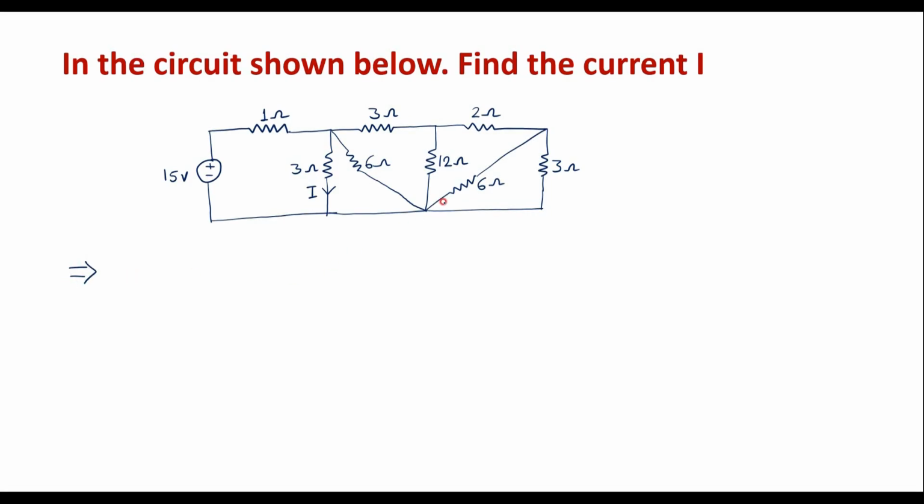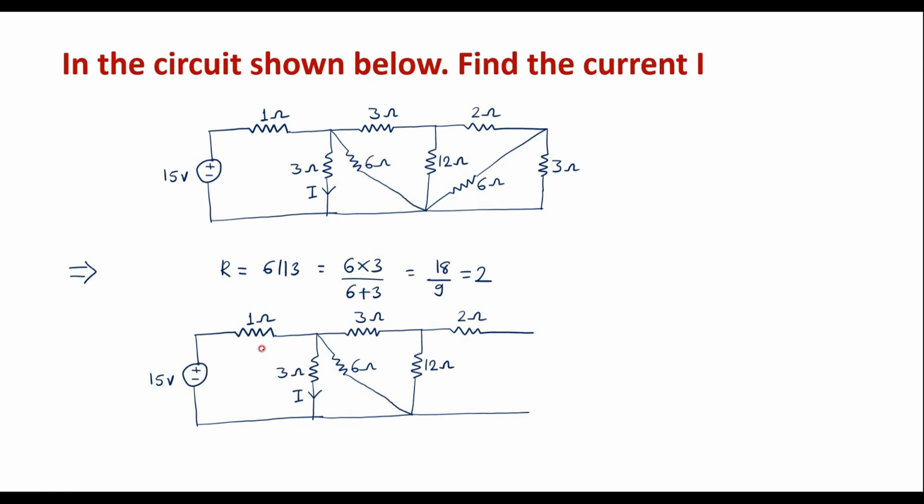So in this circuit, we can observe that 3 ohm and 6 ohm are in parallel. I will try to replace these two resistors by a single resistor by taking the equivalent value. So here I can say R is equal to 6 ohm in parallel with 3. When two resistors are in parallel, the equivalent value is the product of those two divided by the sum of those two, that is 18 divided by 9 is equal to 2. So I can replace 6 ohm and 3 ohm by a 2 ohm resistor.